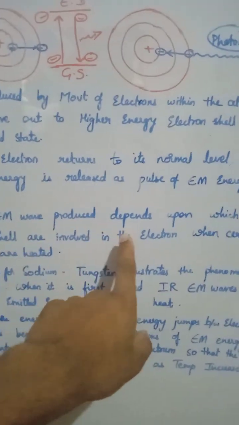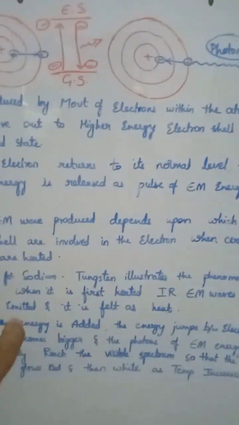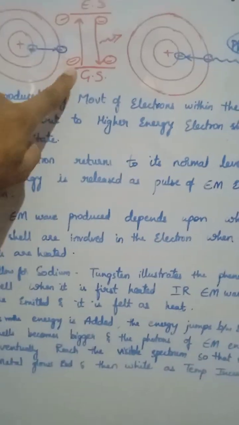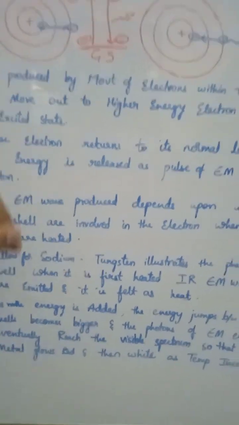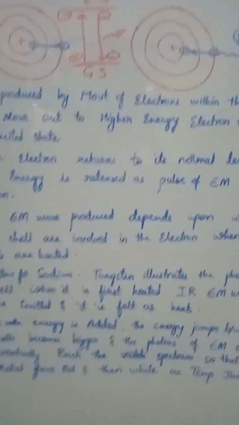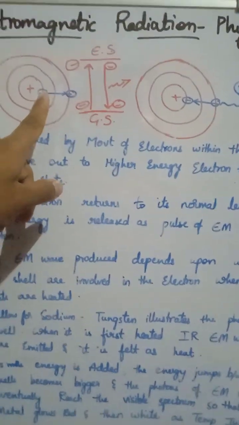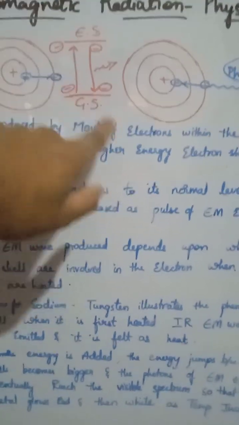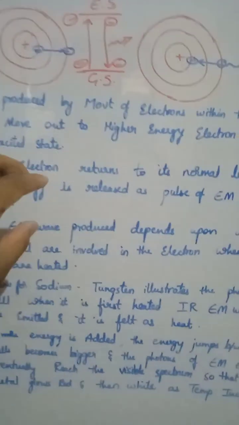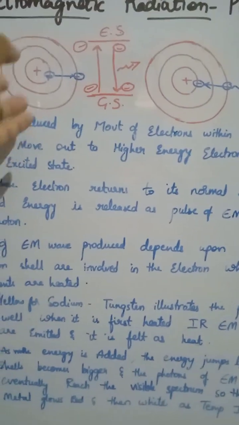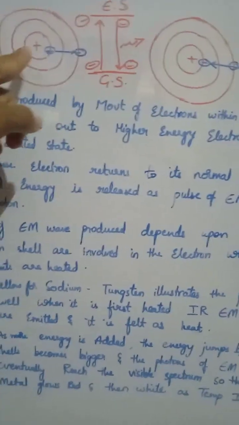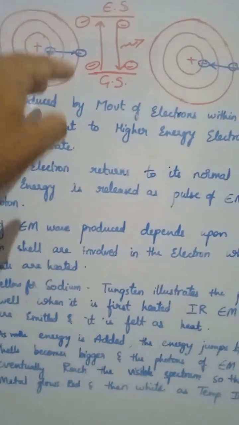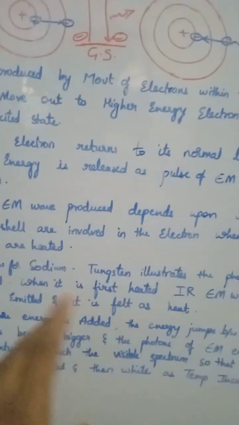The type of electromagnetic wave produced depends upon which electron shell is involved. When certain elements are heated, if you heat this atom, the electron will go to the excited state. Which shell is involved? Here I have given you S, P, D; it has moved to the D shell. The D shell has more energy. If it goes to the P shell, it will have somewhat less energy. So it depends on the type of energy absorbed, how much energy it has absorbed, and which electron shell is involved. Based on that, the spectrum will change.